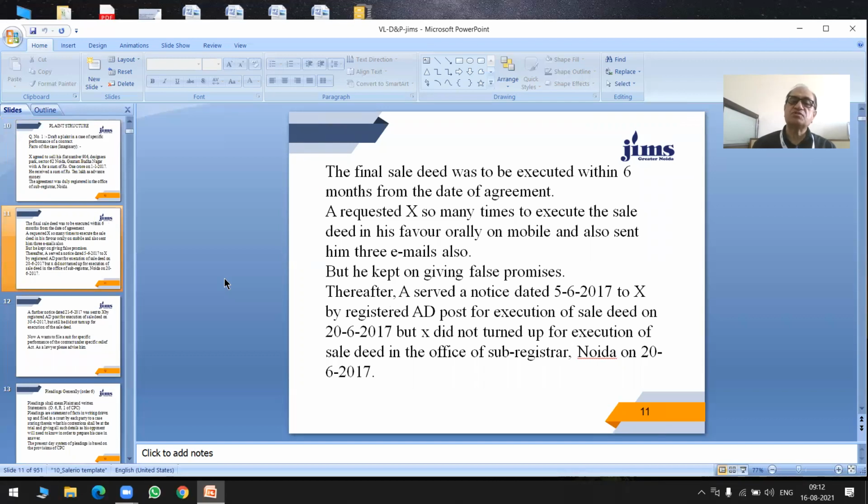A requested X so many times to execute the sale deed in his favor orally on mobile, and also sent him 3 emails also. But he kept on giving false promises. Thereafter, A served a notice dated 5th June 2017 to X by registered AD post for execution of sale deed on 20th June. But X did not turn up for execution of the sale deed in the office of sub-registrar on due date, that is 20th June.